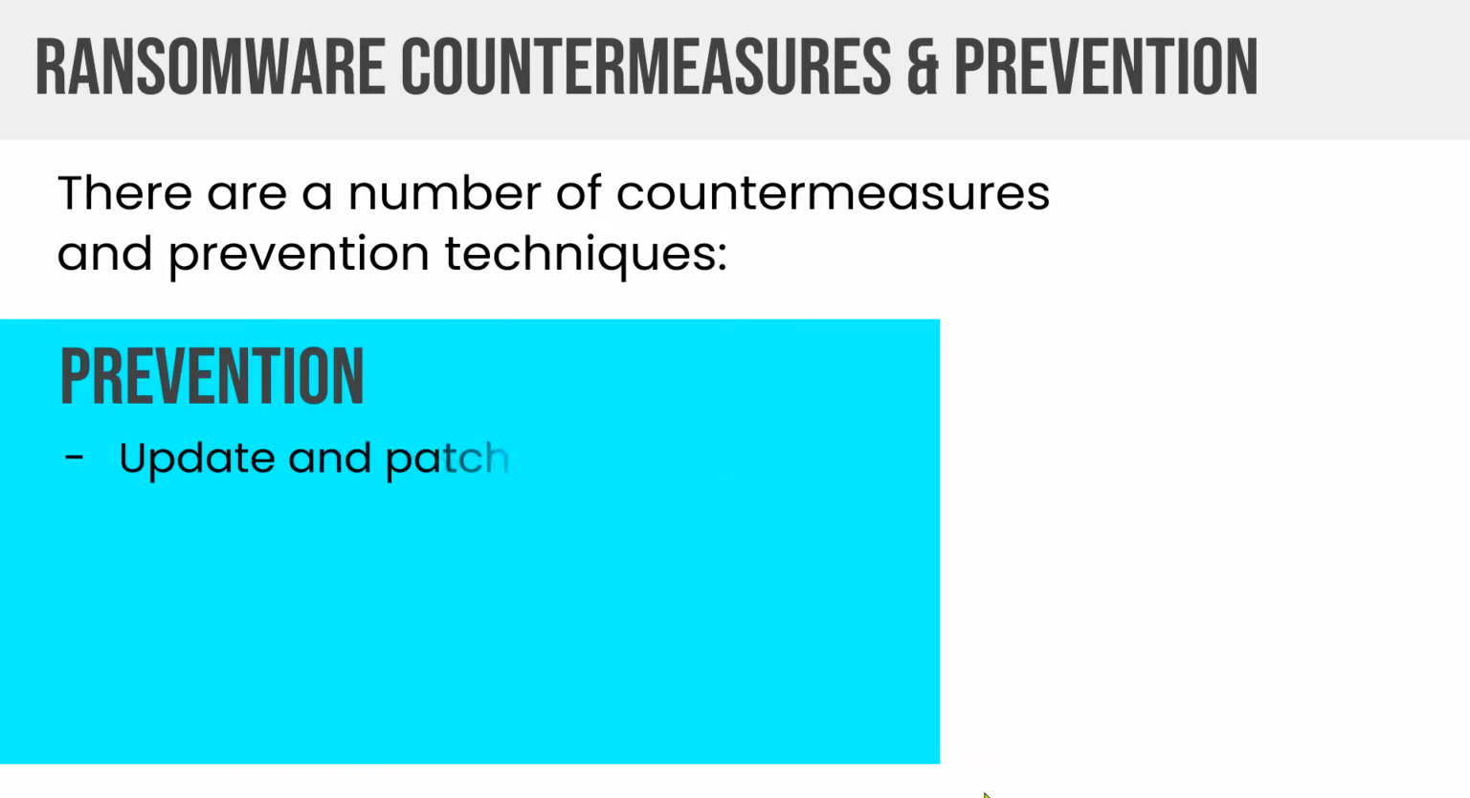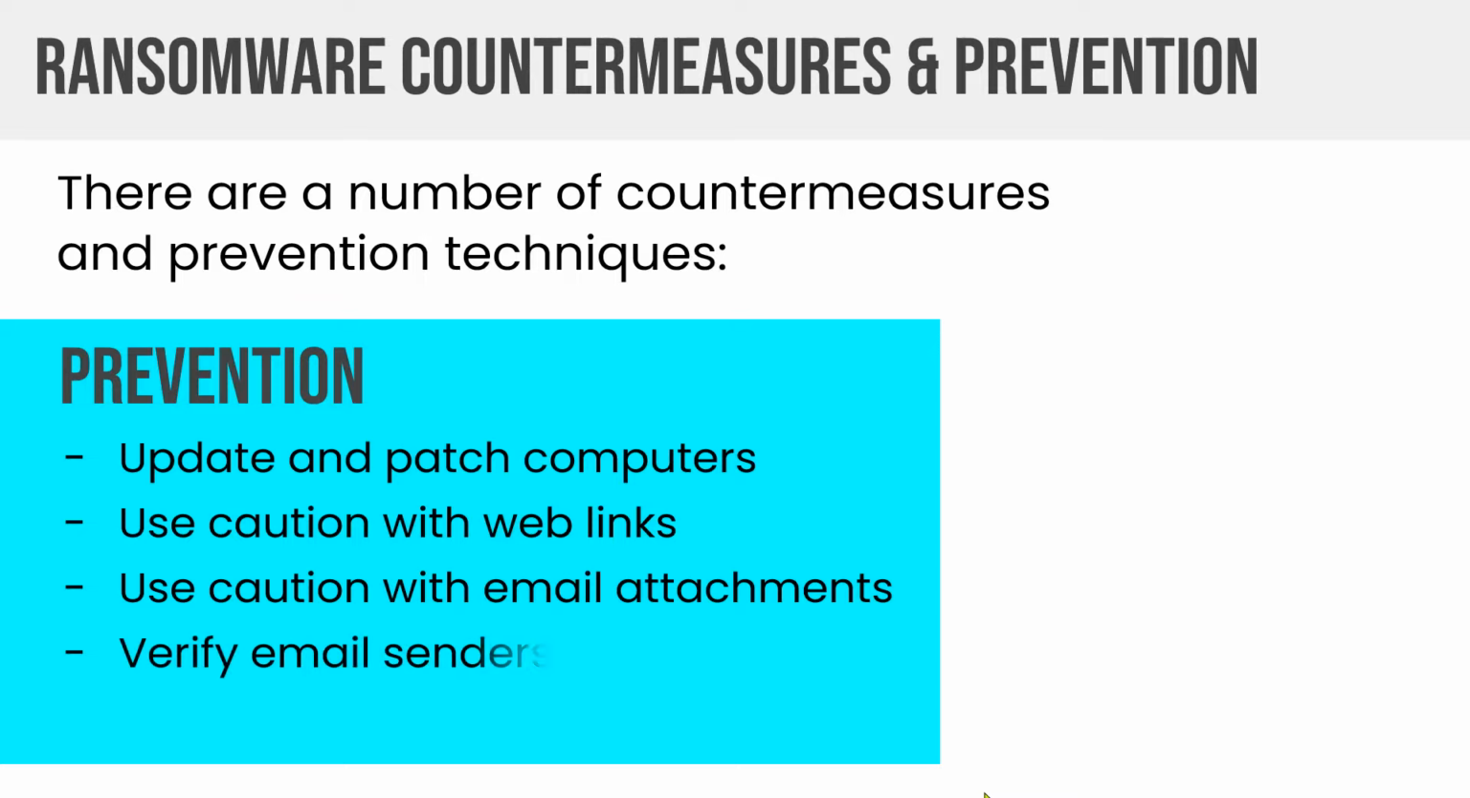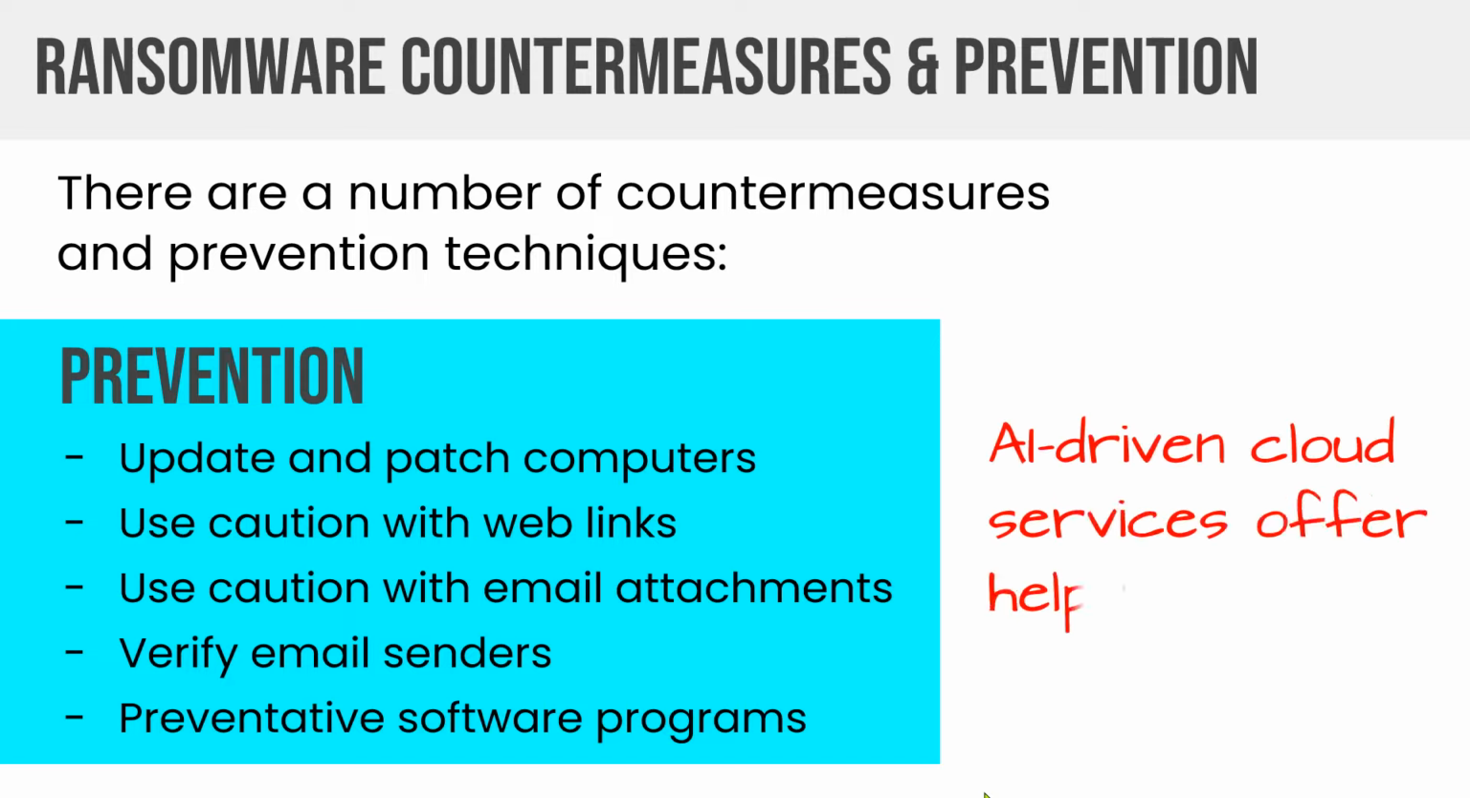Now, prevention. Update and patch computers. Teach your users to proceed cautiously with web links that they are not certain about. Use caution with email attachments coming in. Verify email senders. Use preventative software programs. So all of this is very much preventable using Microsoft 365 security features, which really is AI-driven, machine learning-driven cloud services that are going to offer a lot of help with these.